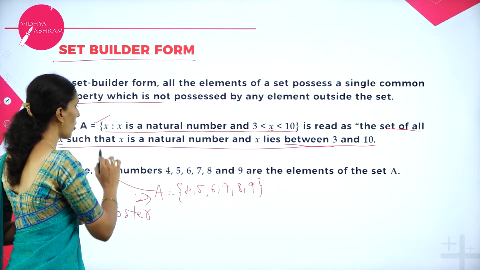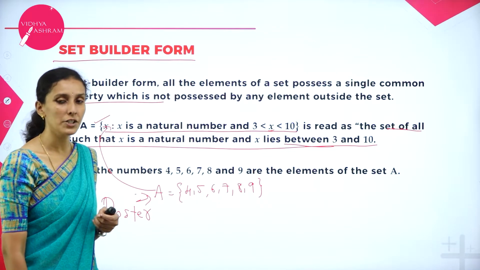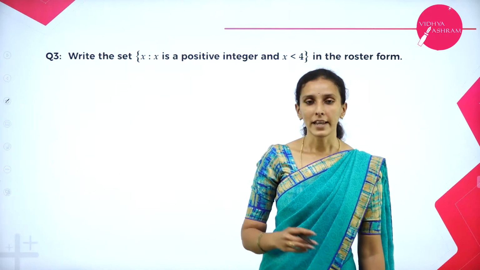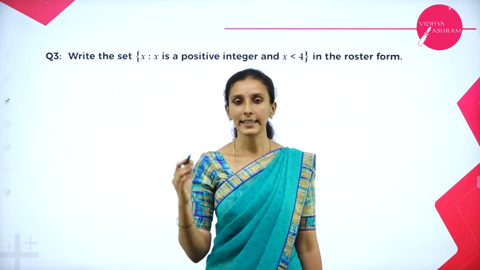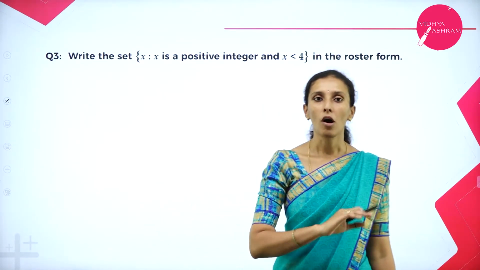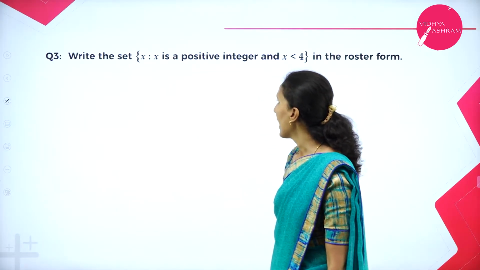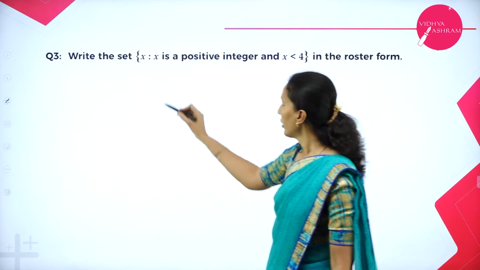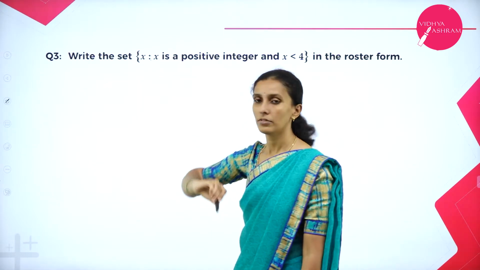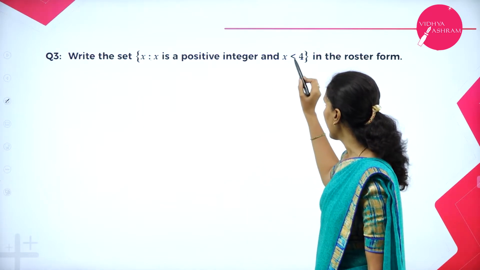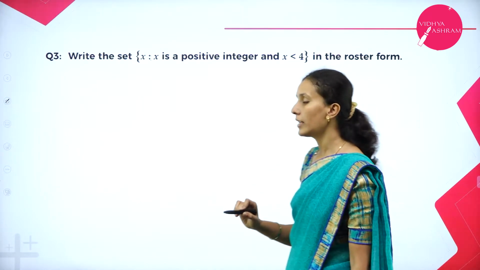And writing its property or describing its property is nothing but the set builder method. We'll take a few problems on how to write any set in roster form or in set builder form. Here is the question. Write the set X such that X is a positive integer and X less than 4 in the roster form.